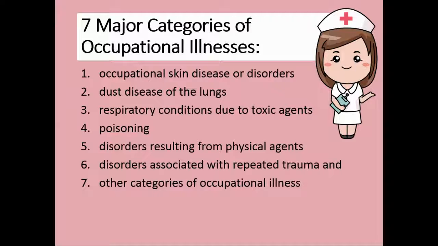The U.S. Department of Labor has identified 7 major categories of occupational illnesses. First is occupational skin diseases or disorders. Second is dust diseases of the lungs. Third is respiratory conditions due to toxic agents. Fourth is poisoning. Fifth is disorders resulting from physical agents. Sixth is disorders associated with repeated trauma. And the last is other categories of occupational illness.